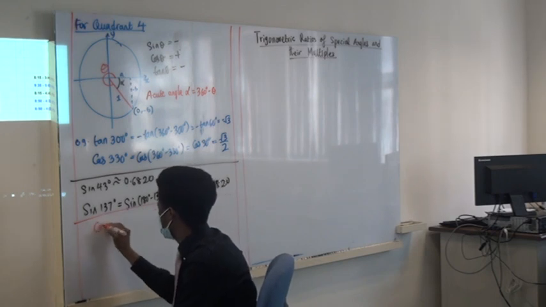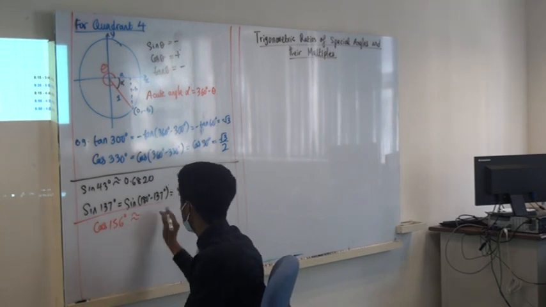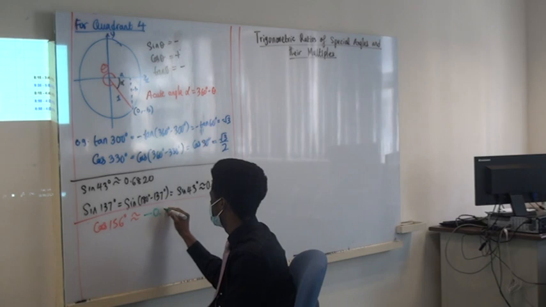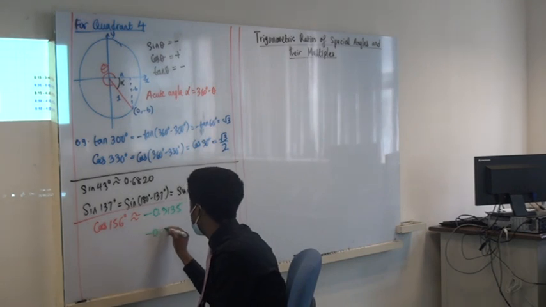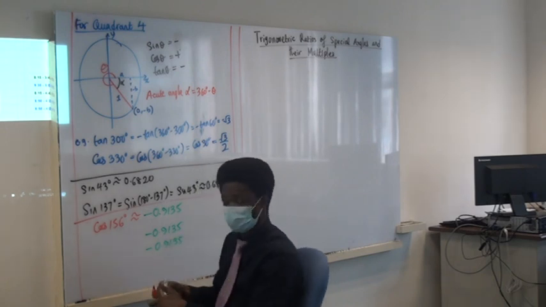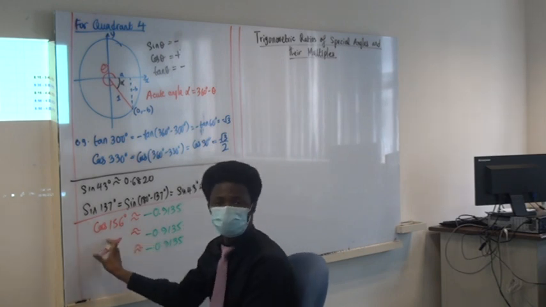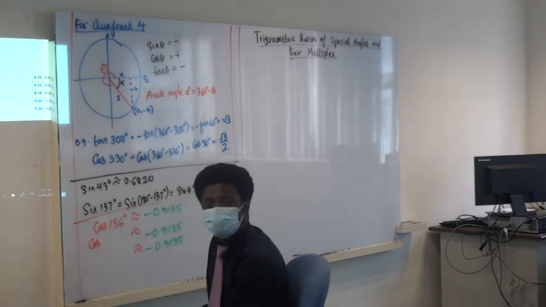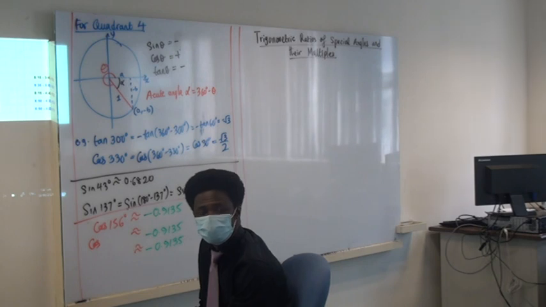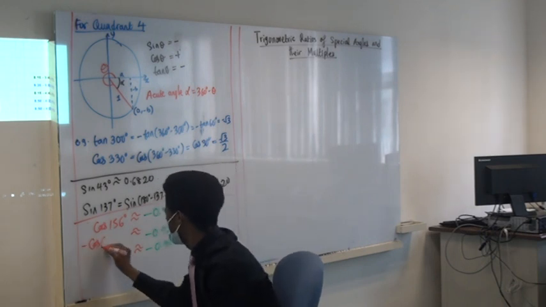My left-hand side is cos 156. It is equivalent to. Tell me the number on the right quickly. -0.9135. Okay? I'm going to continue to write -0.9135 while I try to simplify what this is according to the second quadrant. So this will be cos what? It's negative. My error. Negative. Thank you, sir.